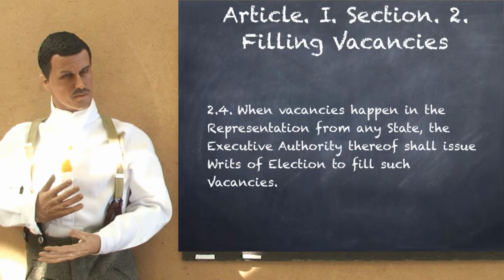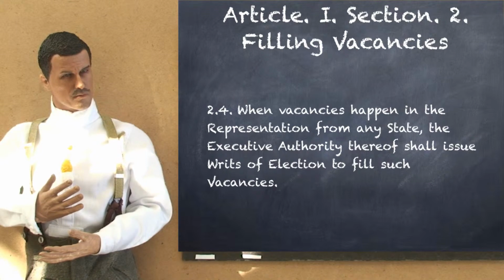2.4, that's Clause 2.4, has to do with filling vacancies. And it says, when vacancies happen in the representation from any state, the executive authority thereof shall issue writs of election to fill such vacancies. So a vacancy happens like if someone dies, or maybe they leave for some other reason, and now there's an empty spot where there's no representative. The executive authority, probably going to be the governor of the state, should issue a writ of election. So you have to elect a new representative. And that's all it says in 2.4.